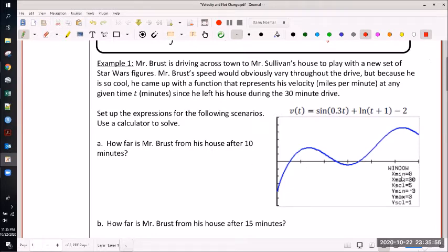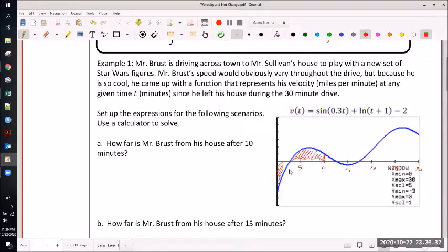So notice on the window here, we need to get these tick marks. It goes from 0 to 30, and the tick marks are increments of 5. So this would be 5, 10, 15, 20, 25, 30. And we don't necessarily need to know the y-axis tick marks on here. What we want to know is how far is Mr. Brest from his house after 10 minutes? So that means we want the net change, the net area under the curve from 0 to 10.